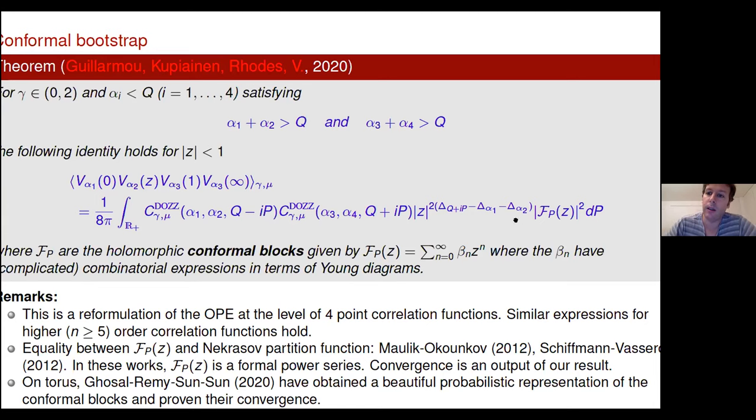And so these conformal blocks have been studied a lot recently in the physics literature, but also in the mathematics literature by people working in representation theory. In particular, I would like to highlight two works around these conformal blocks, by Maulik–Okounkov in 2012 and Schiffmann–Vasserot in 2012. They work in the context of the torus, but never mind. And in these representation theory works, the conformal blocks are seen as formal power series in the Z variable.